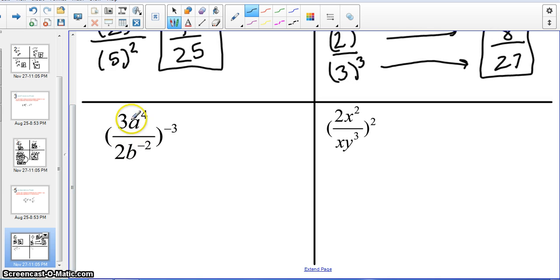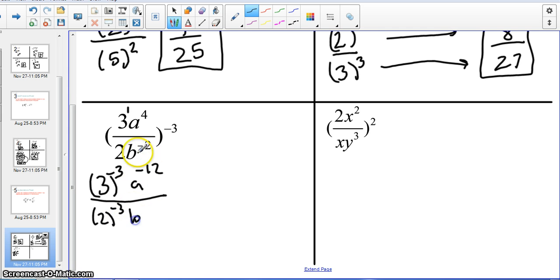The next one, I could look to see if I can simplify anything in the parentheses with quotient rule or product rule. I can't, so I can take everything to the negative third power. So I'd have 3 to the negative third. A to the 4 times negative 3, which is negative 12. That's everything on top. Now on the bottom, 2 to the negative third. B to the negative 2 times negative 3 is positive 6.